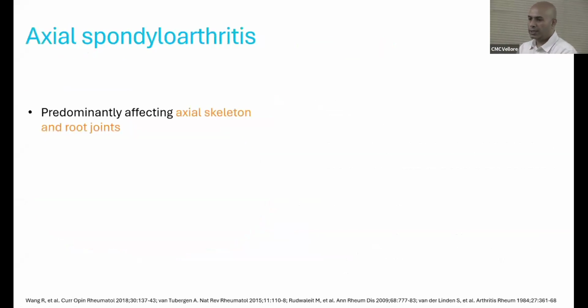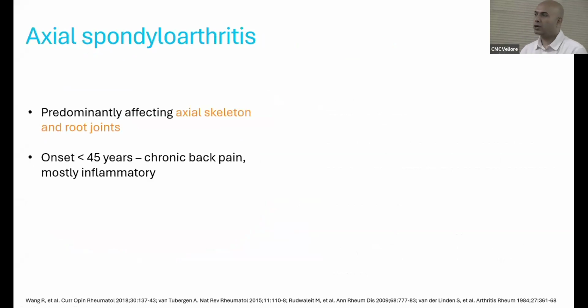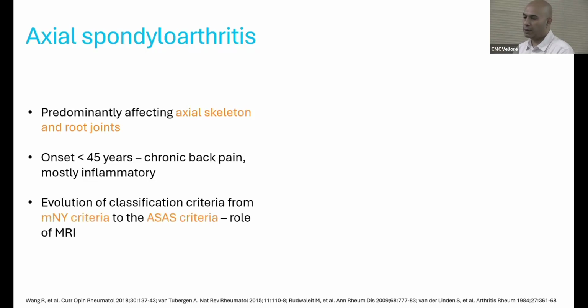So axial spondyloarthritis is predominantly affecting axial and root joints. What I call root joints is actually the shoulders and the hips. And the onset has to be less than, well, nothing is absolute in medicine, but when you talk about axial spondyloarthritis, we generally talk about patients who have an onset less than 45 years. Patient could present maybe at 50, 60, but if the patient has had an onset after 45, the chances are less that it will end up being called an axial spondyloarthritis. Patient needs to have a chronic back pain, mostly inflammatory, but not essentially inflammatory. You don't need to have an inflammatory back pain.